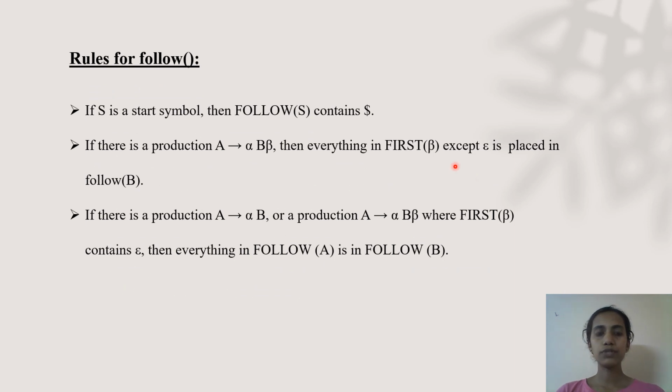Then coming to the rules for FOLLOW. If S is a start symbol, then FOLLOW of S is dollar. The second rule is if there is a production A tends to alpha B beta, then everything in FIRST of beta except epsilon is placed in FOLLOW of B. The third rule is if there is a production A tends to alpha B or a production A tends to alpha B beta where FIRST of beta contains epsilon, then everything in FOLLOW of A is in FOLLOW of B.